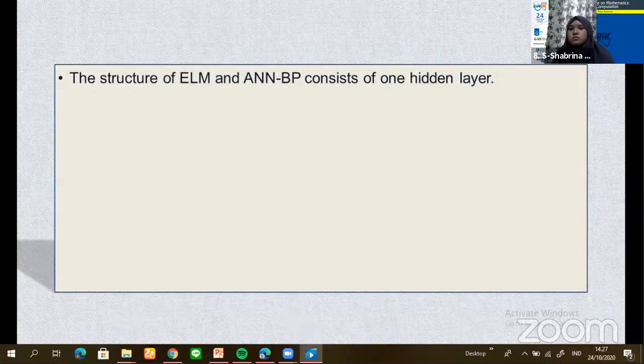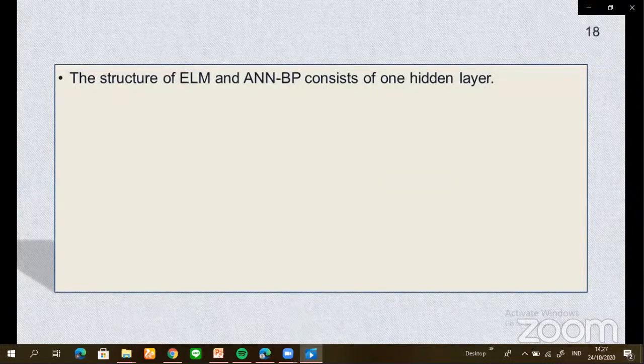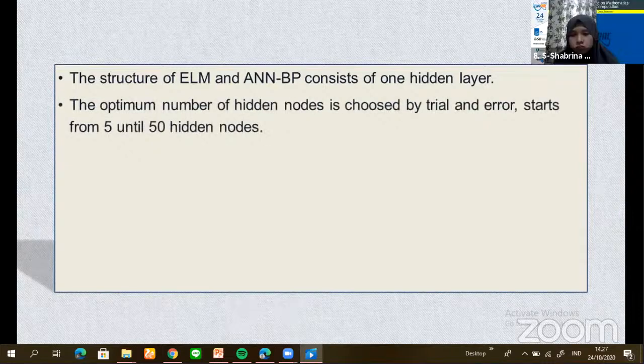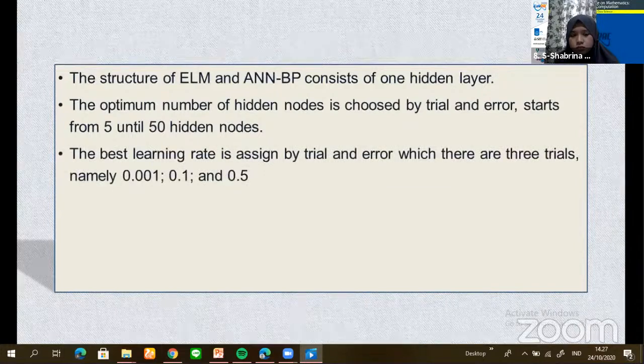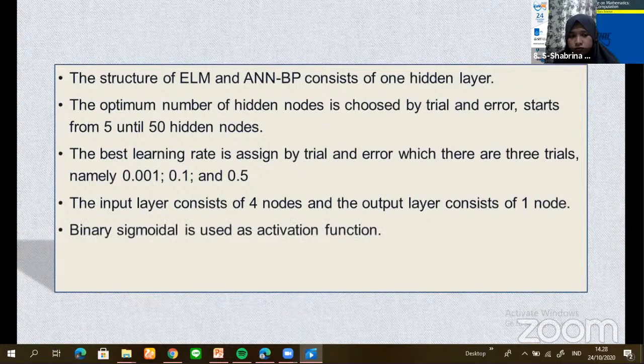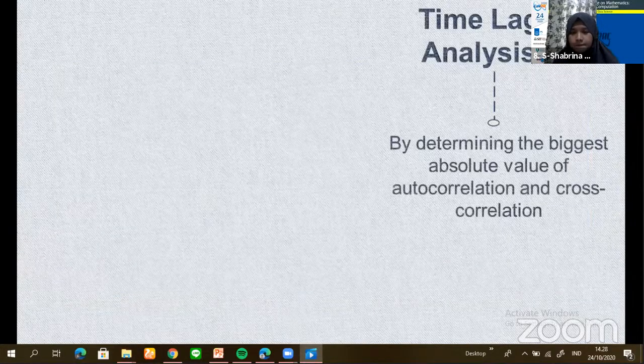The third section is result and discussion. In this study, the structure of the ELM and ANNBP models consists of one hidden layer, with which the optimum number of hidden nodes is chosen by trial and error, starting from 5 until 50 hidden nodes. The best learning rate of ANNBP is assigned by trial and error, which there are 3 trials of learning rate as follows. The input layer consists of 4 nodes and the output layer consists of 1 node. And the binary sigmoidal is used as activation function.